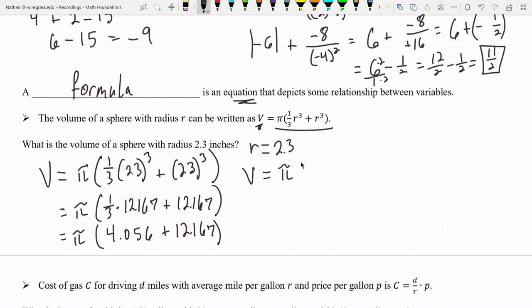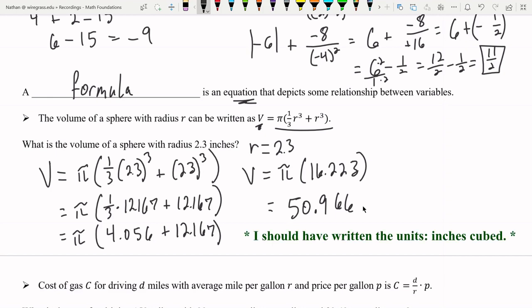So v equals pi times 4.056 plus 12.167. That's going to give me 16.223. And now I can multiply this by pi. So multiplying that by pi on the calculator. I'm not using 3.14, I'm using the actual pi symbol on the calculator. That's going to give me 50.966, rounding to 3 places, as the volume of the sphere.